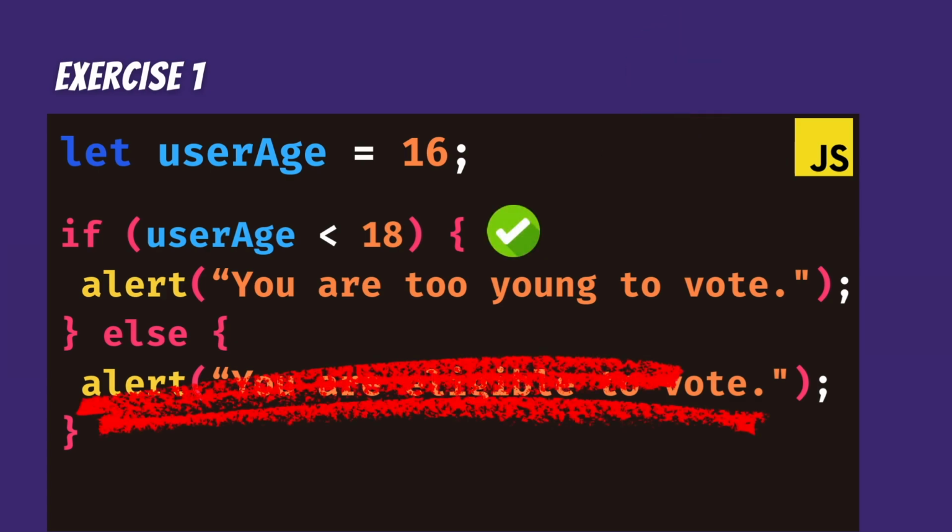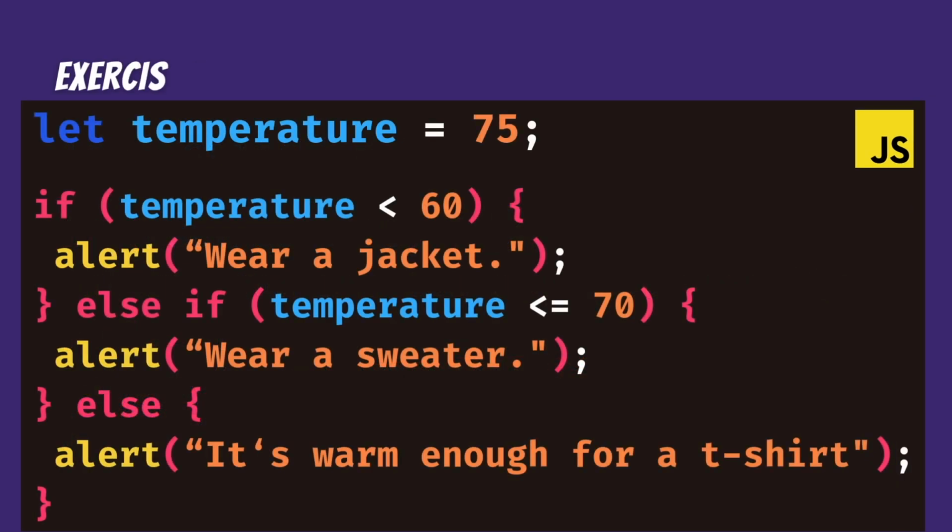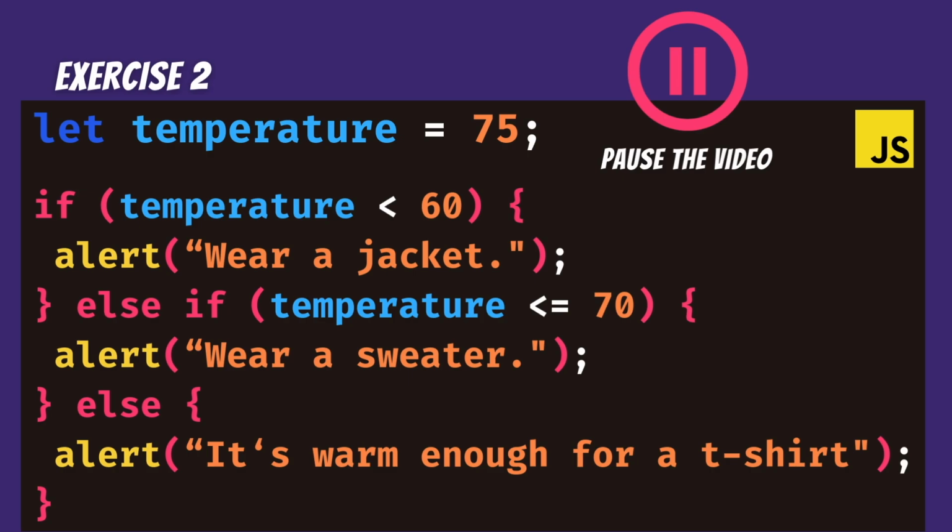In this case, the alert "You are too young to vote" will appear because 16 is less than 18, so the condition is met and is true. Now here's a bit harder second task. Which of these alerts will show up? Pause and try to choose. Take your time and analyze the code.